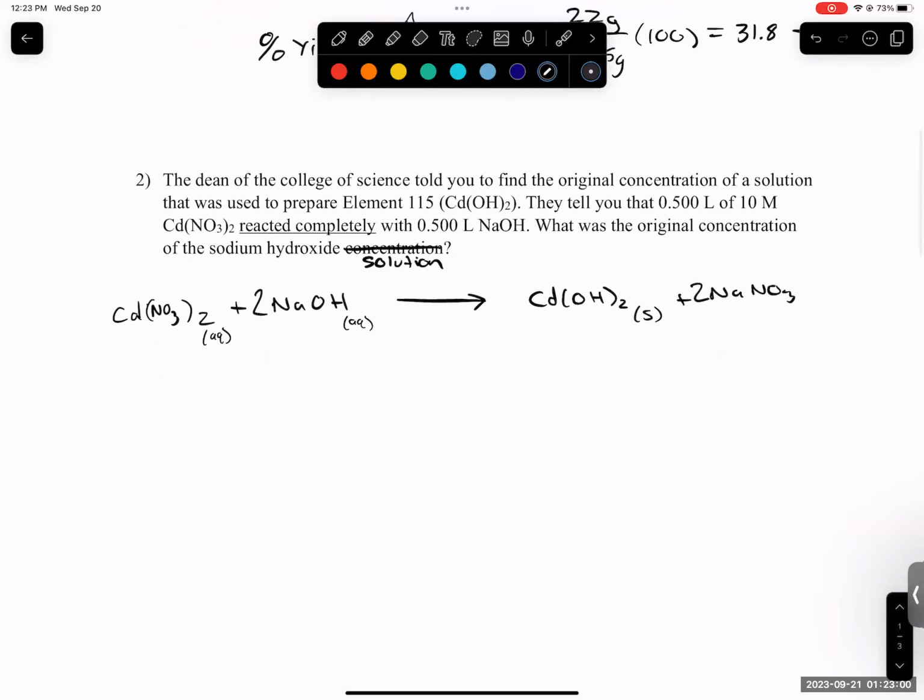All right. What do we do next? Okay, yeah, so let's figure out what we're looking for. We're looking for the concentration, right? Because it's saying what is the original concentration of the sodium hydroxide. So we're looking for the molarity of the NaOH solution, which means we're gonna need moles of NaOH, divided by the liters of the solution, which they gave to us here, 0.5.